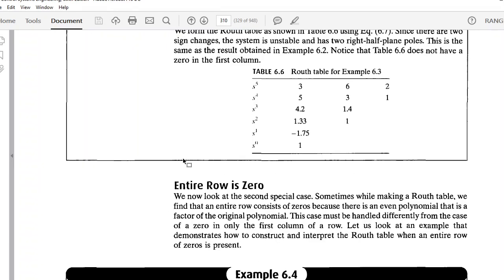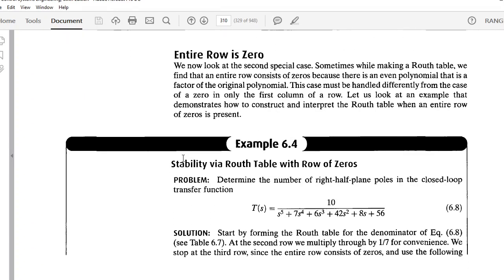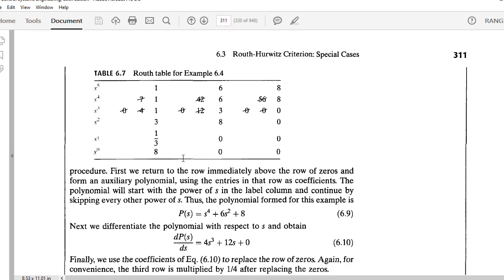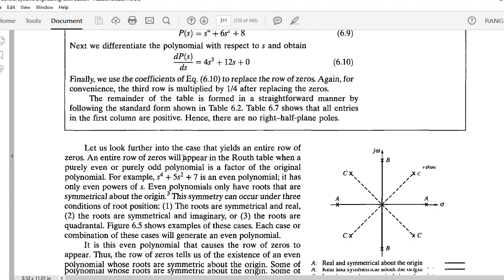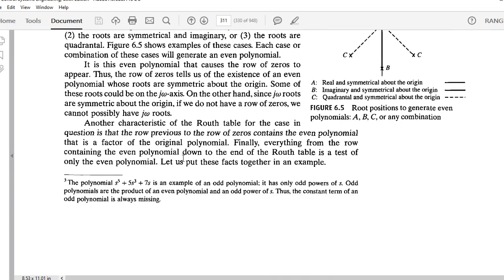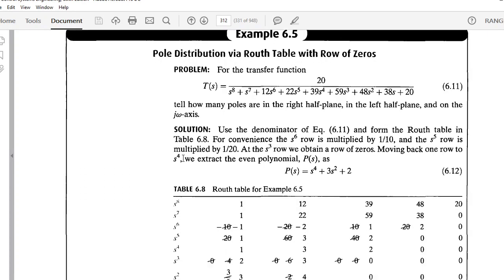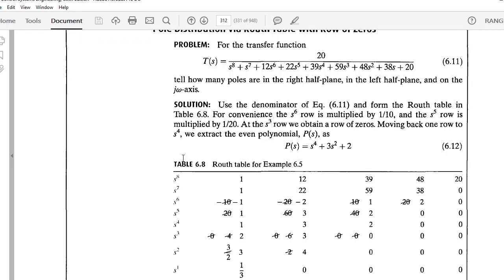And here is this situation where the entire row is equal to 0. This is the problem that we just solved now. And I want us to now go on to a different problem and explain how we do the analysis. So this is a slightly bigger problem, but I'd like you to challenge yourselves to try and do this one as well, whereby T of S is 20 divided by S raised to 8 plus S raised to 7 plus 12 S raised to 6 plus 22 S raised to 5 plus 39 S raised to 4 plus 59 S cubed plus 48 S squared plus 38 S plus 20.